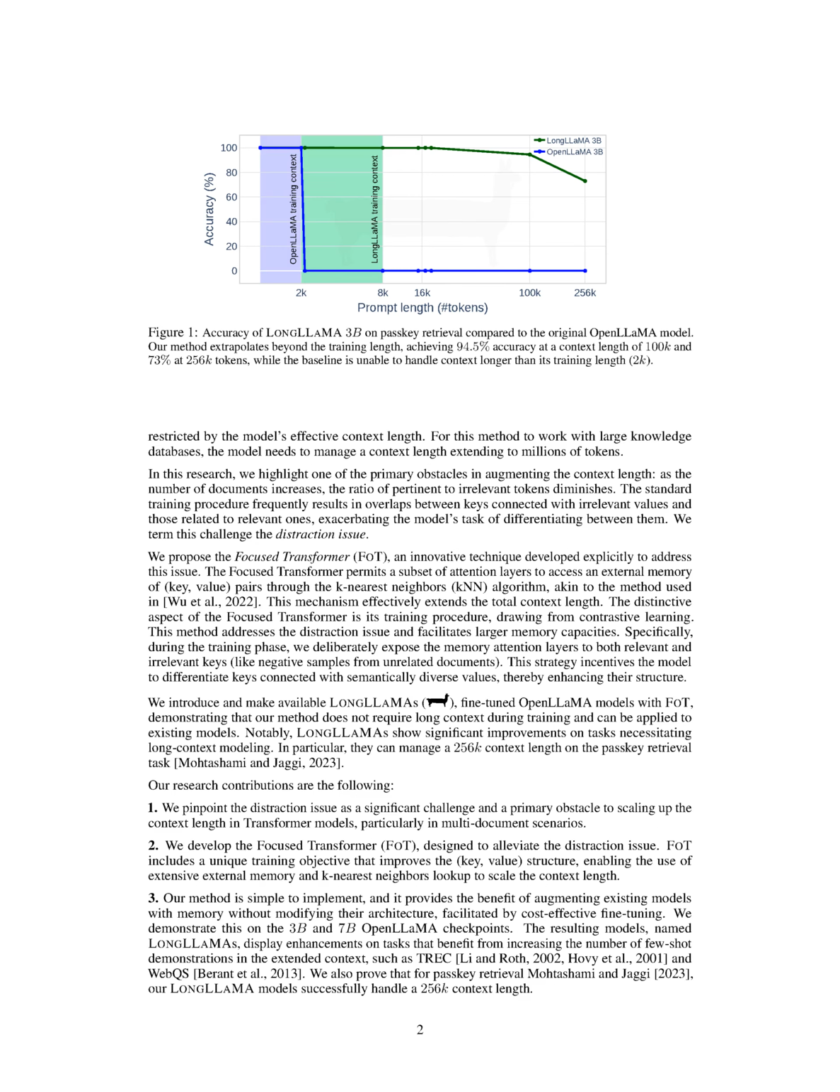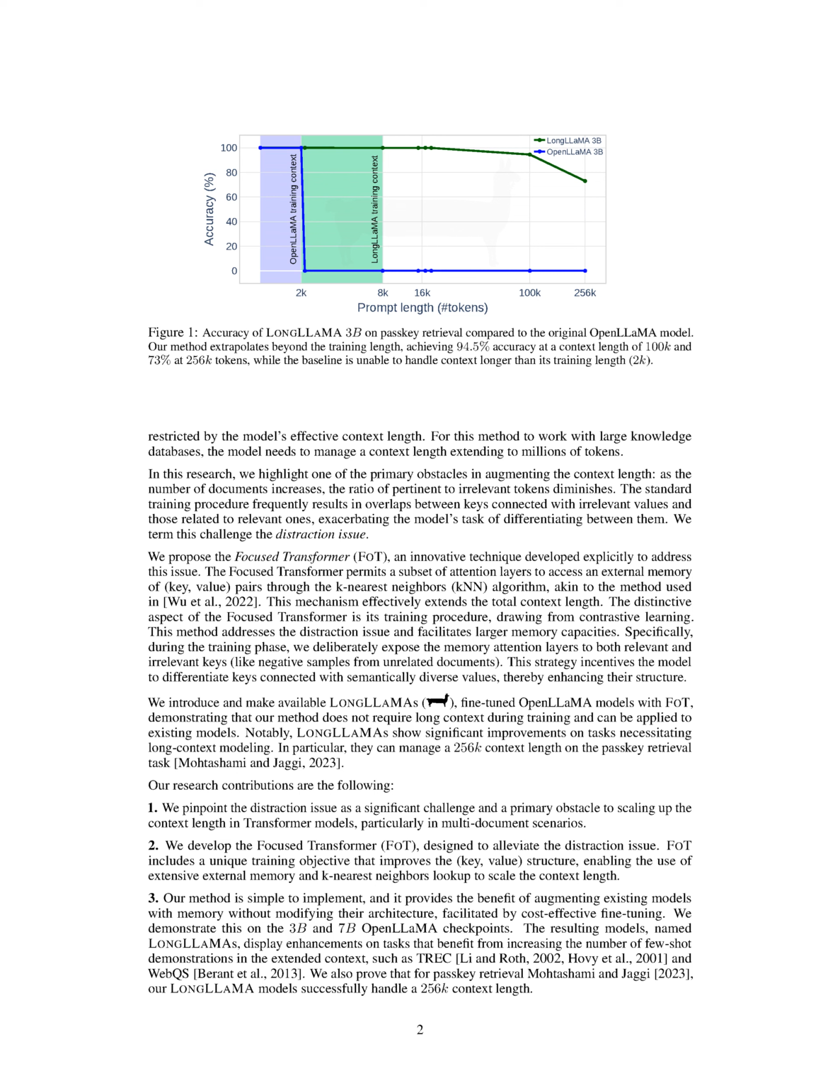In our research, we point out a major obstacle in increasing the context length. As the number of documents grows, the proportion of relevant to irrelevant information decreases. This often leads to overlaps between keys associated with irrelevant values and those linked to relevant ones, making it harder for the model to distinguish between them. We call this problem the distraction issue. To address this, we introduce the focus transformer, FOT, a novel technique specifically designed to tackle this issue.